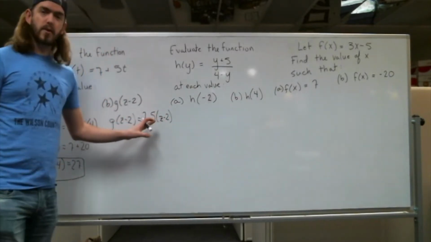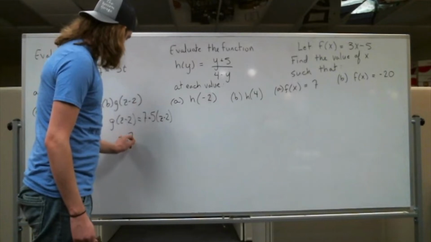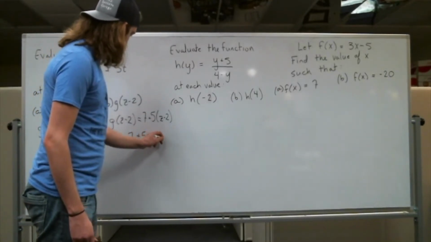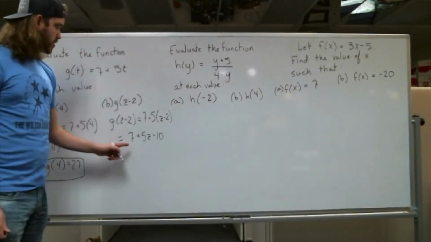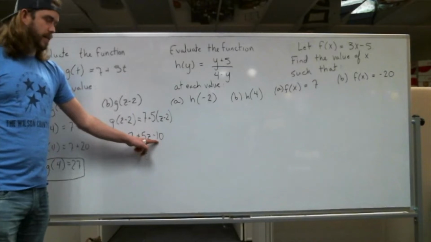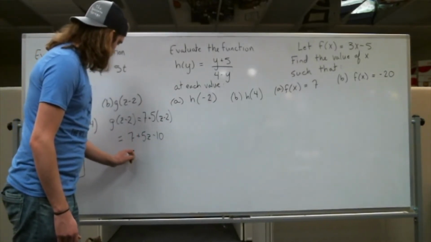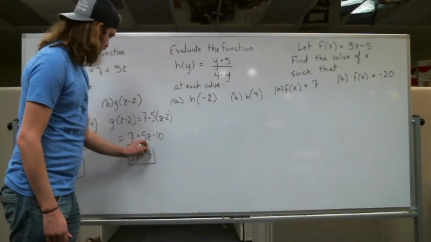Now the first thing we need to do here is distribute, right? We're going to distribute the 5 across. And so that's going to give us 7 plus 5z minus 10. Now we're going to add like terms. And so the like terms that we have here are 7 and negative 10. So we're going to combine those. And that's going to give us a final answer of 5z minus 3. And that's our final answer.